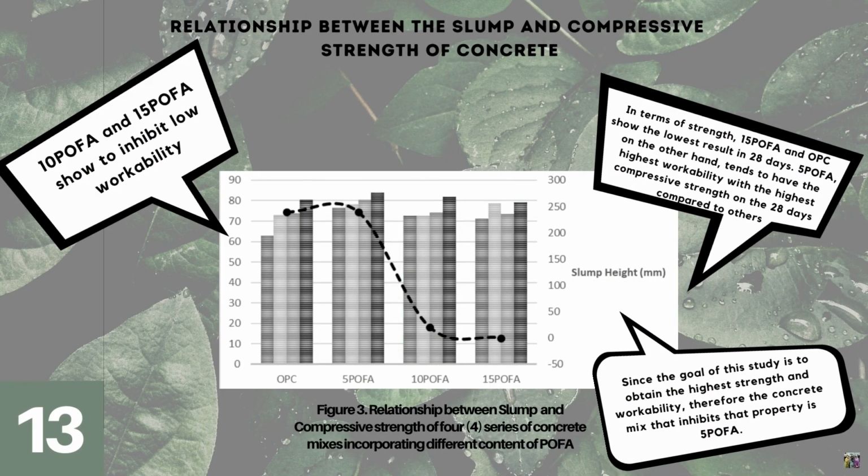In Figure 3, by incorporating both the workability and compressive strength, a relationship between the two properties is identified to find the best mix of concrete. From Figure 3, 10 POFA and 15 POFA show to exhibit low workability. In terms of strength, 15 POFA and OPC show the lowest result in 28 days. Since the goal of this study is to obtain highest strength and workability, therefore the concrete mix that exhibits that property is 5 POFA.